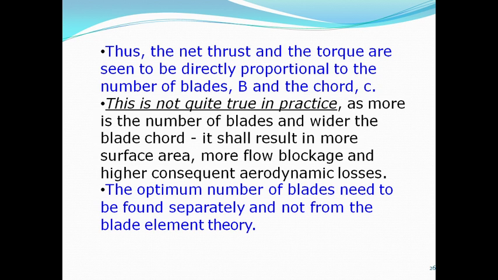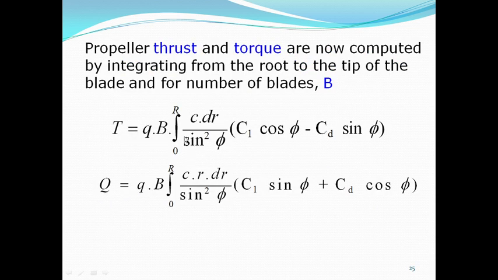And here C is the chord length. This is the chord length basically. C dR, as we know, is the area for that. Elemental area is C dR.